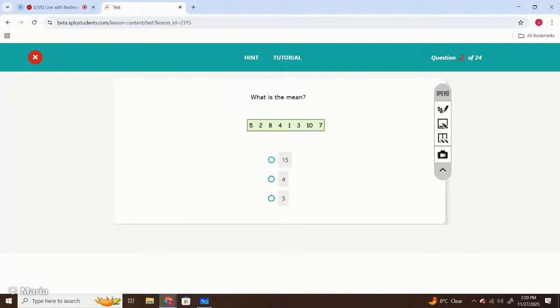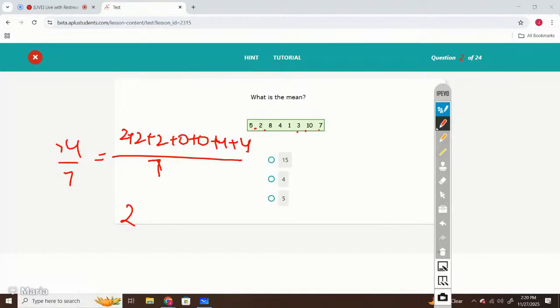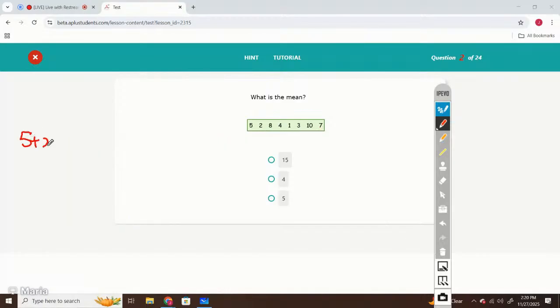What is the mean? Now again we need to calculate the mean, so we need to calculate the sum of all the numbers divided by the number of given values. So let's just calculate the sum. 5 plus 2 plus 8 plus 4 plus 1 plus 3 plus 10 plus 7, divided by 8. So let's just add.